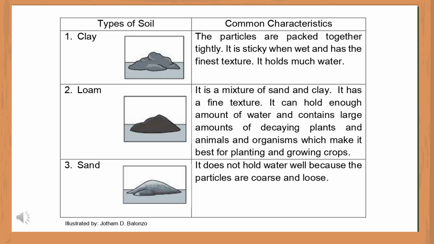So it is the mixture of sand and clay. It has a fine texture. It can hold enough amount of water and contains large amount of decaying plants and animals and organisms, which makes it best for planting and growing crops. So usually its uses is highly valued in agriculture and gardening for its fertility and ideal texture. So it is used for growing a wide variety of plants, vegetables, and fruits due to its balanced properties.